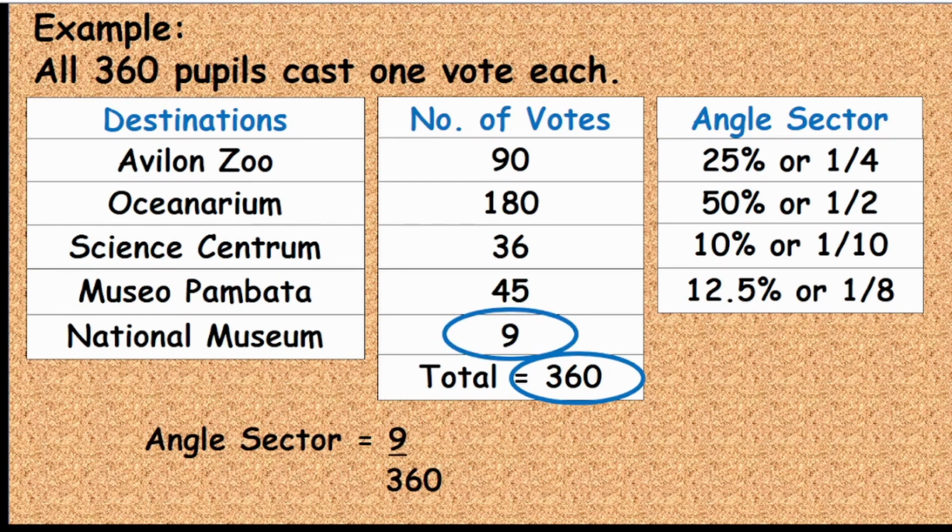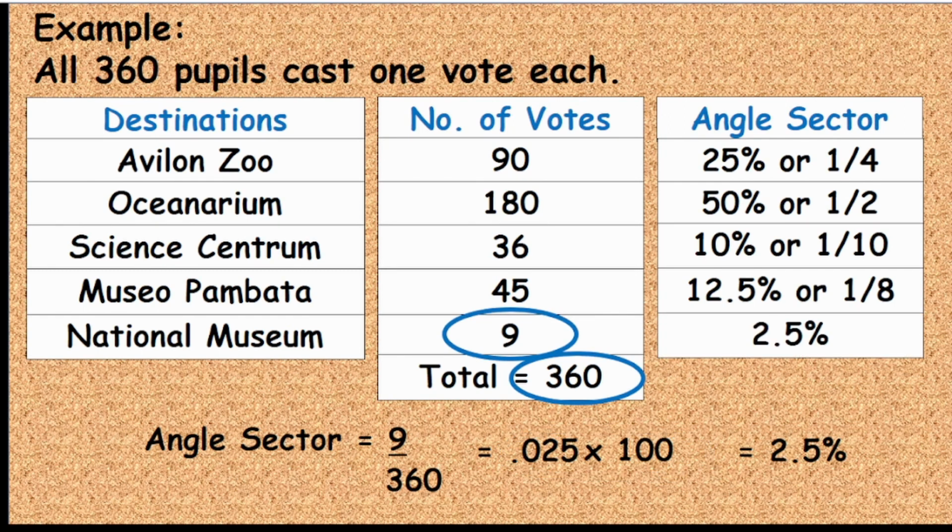National Museum has 9 votes. So 9 divided by 360 is equal to 25 thousandths. 25 thousandths times 100 is equal to 2.5%. So the angle sector for National Museum is 2.5%.